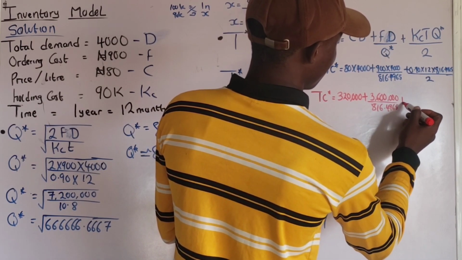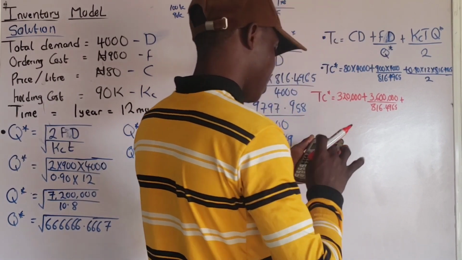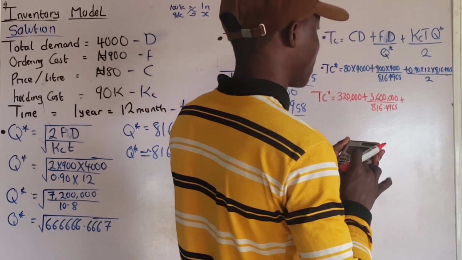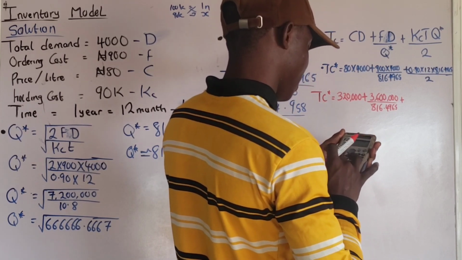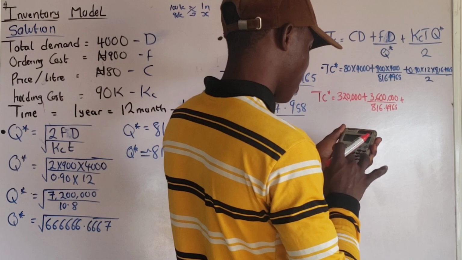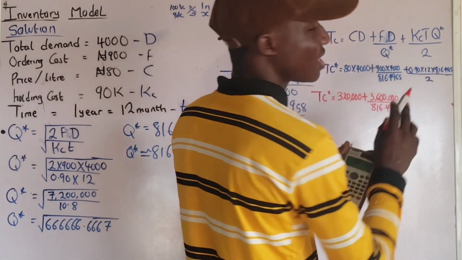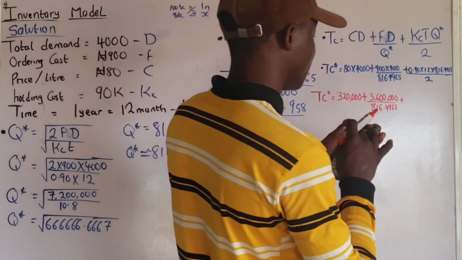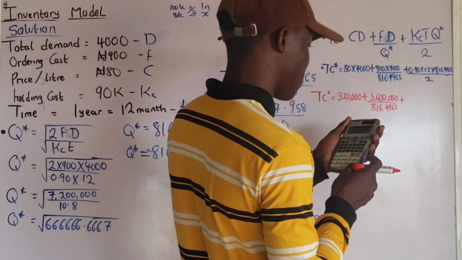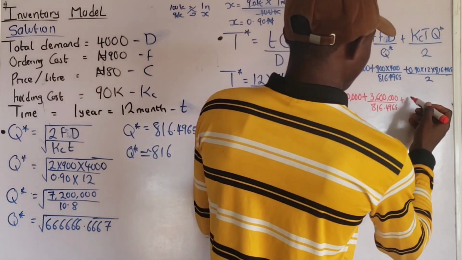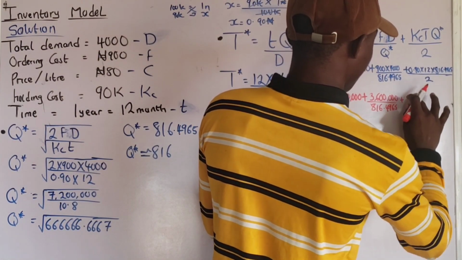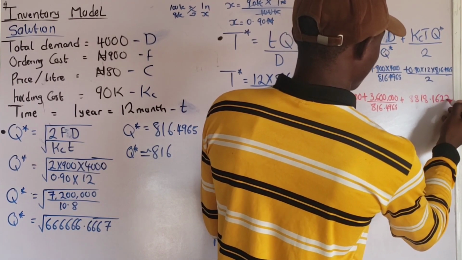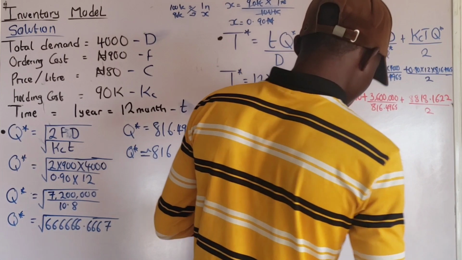816.4965, plus 0.9 multiplied by 12 multiplied by 816.4965. What you have here is 816.4965, so don't get confused. So 0.9 multiplied by 12 multiplied by 816.4965 is 8,818.1622, divided by 2.